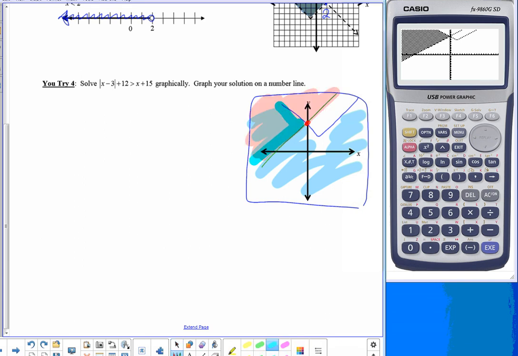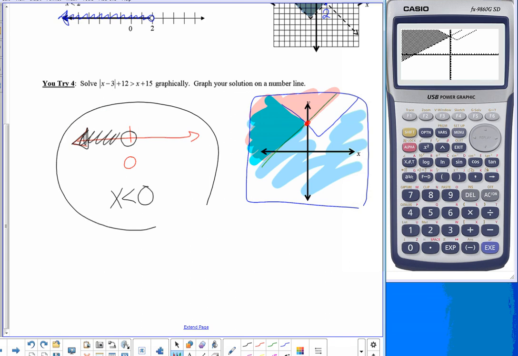And then my overlapping region would just be in here. So from where I crossed, which was at 0, to the left. So on my number line, I need 0 on there. There was no equal to in the original problem, so I'm going to graph an open circle, and I'm going to shade left on my number line, and I'm going to say x is less than 0 because it's to the left of 0.